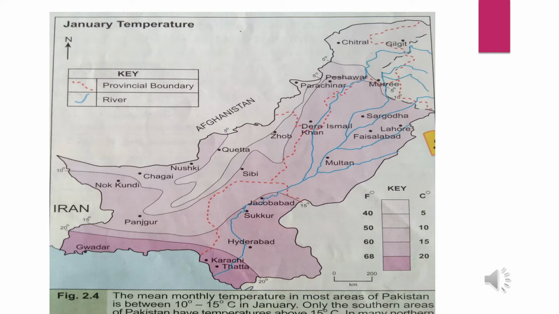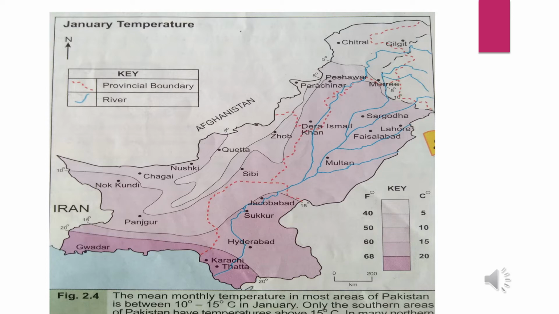You can see Gilgit, Chitral, Parachinar and Quetta, and these areas are towards the north, northwestern and western side of Pakistan. These are highland areas, and we have discussed in the chapter topography that the altitude is high in these areas. And if we look at the highest temperatures which are experienced in Pakistan during January, these are above 20 degrees Celsius, and these are experienced in the coastal areas of Pakistan.